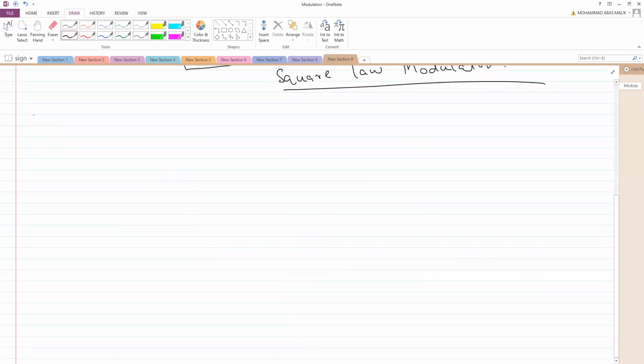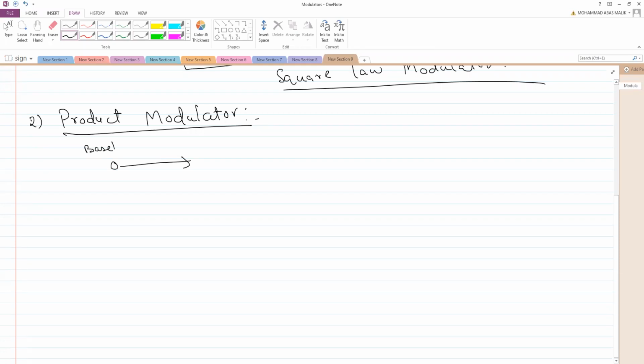Now, the product modulator, we're done with that. So the product modulator diagram, before going to the switching modulator that I will explain in detail, I will just draw the diagram of this product modulator once again, just to brush up. So you have your baseband signal. This is your m of t. The baseband signal is also called a modulating signal, or message signal.